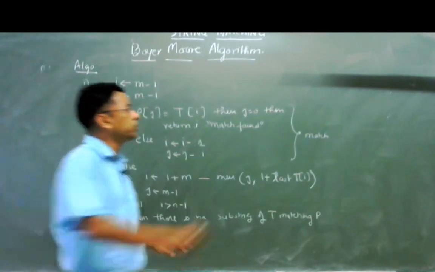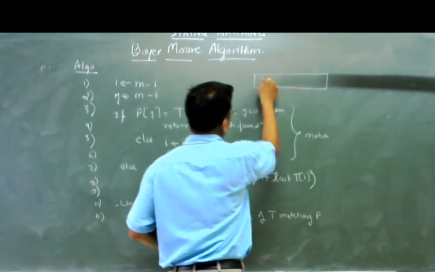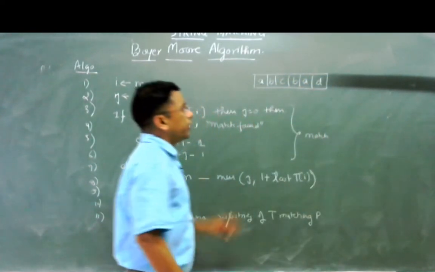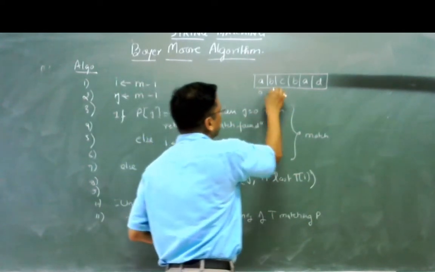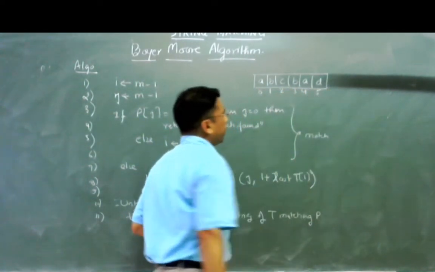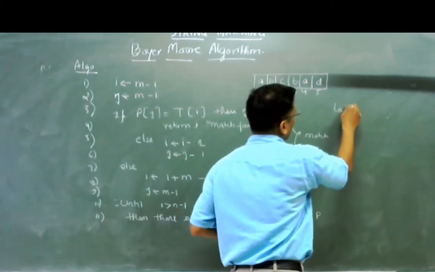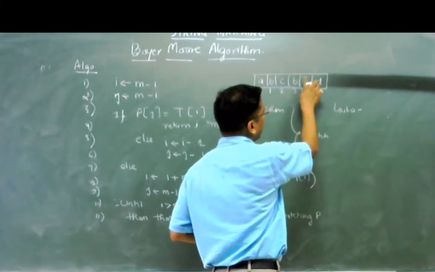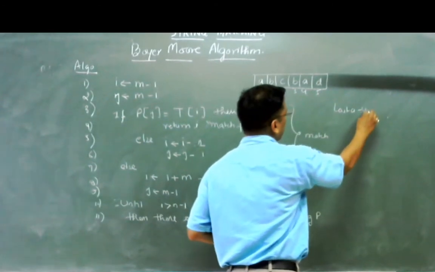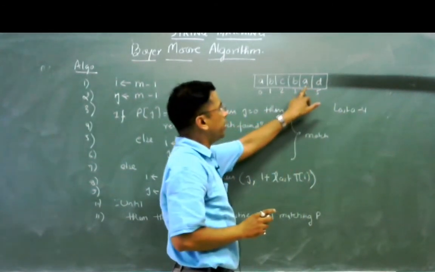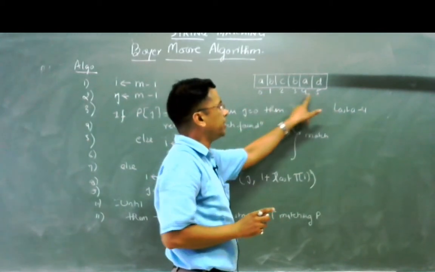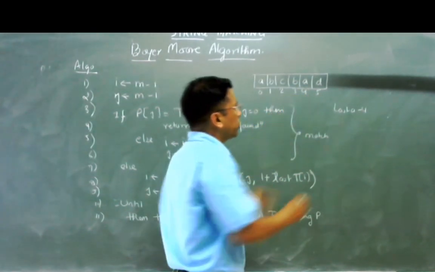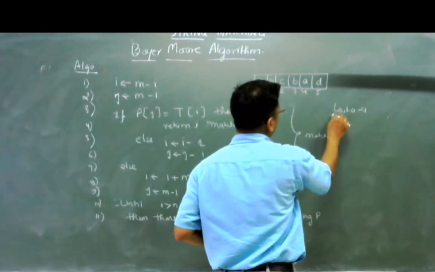For the last function, suppose a string is like this: A, B, C, D, A, D. Here the indexing is 0, 1, 2, 3, 4, 5. Now, the last of A would be, from the right hand side, the highest index at which that element is found, which is equal to 4. A exists at index number 4 and 0 also, but from the right hand side the first index at which A can be found is 4, so last of A would be equal to 4. Similarly, last of B would be equal to 3.